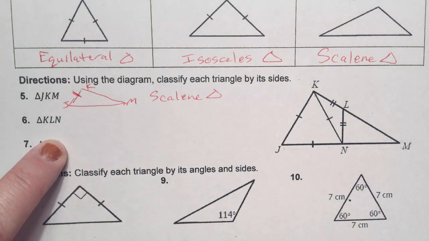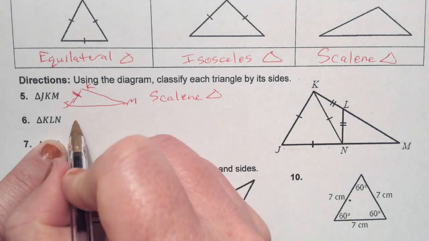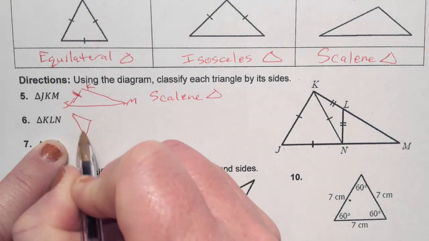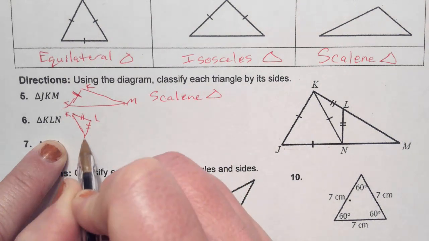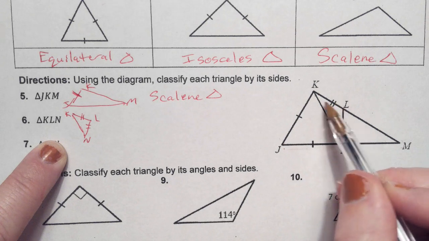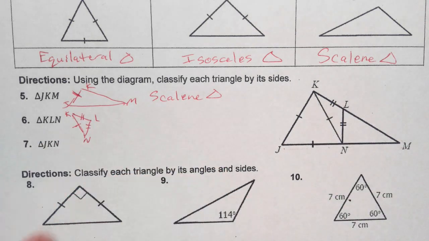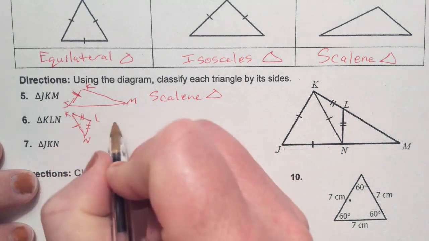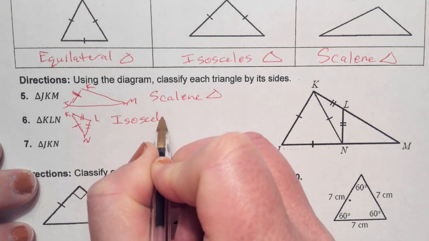All right, so let's look at the other one. We have K, L, N. So right here. I'm just drawing this here so that you can see what's going on in my head. On this one, we have this side and this side are equal. So we have a double, double, and then a single. So we have two doubles, which means they are the same. So that would be isosceles because two sides were equal.